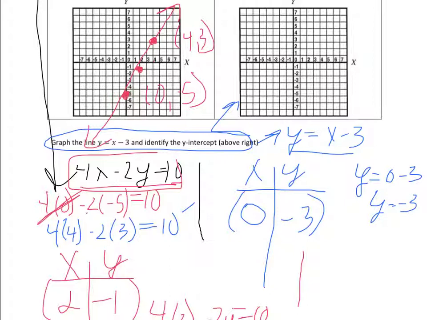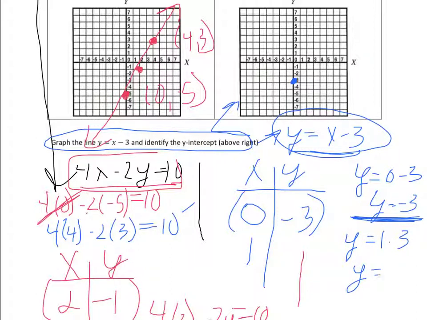So let's plot the 0, negative 3, 0 in an x direction, down 3 in a y direction. Now we can pick any value we want for x. We've already used 0, so let's use, I don't know, 1. So plugging that in for our x in this equation here, we have y equals 1 minus 3. 1 minus 3 is negative 2, so y equals negative 2. So when x equals 1, y equals negative 2. So 1, negative 2, that's a point right there.